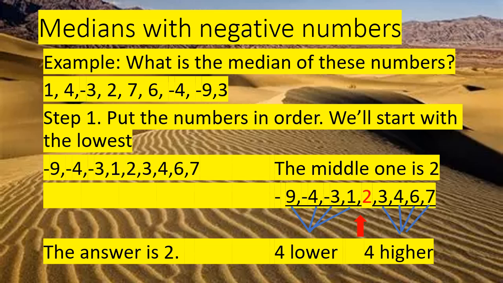So step 1, the same as always, put the numbers in order. And we'll start with the lowest. So it goes minus 9, minus 4, minus 3, 1, 2, 3, 4, 6, 7. And you can see from the picture there, the middle one is 2. So the answer is 2. It has 4 lower and 4 higher.